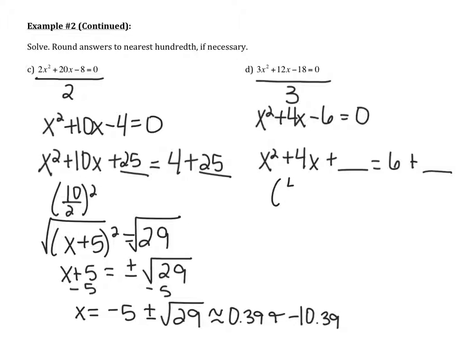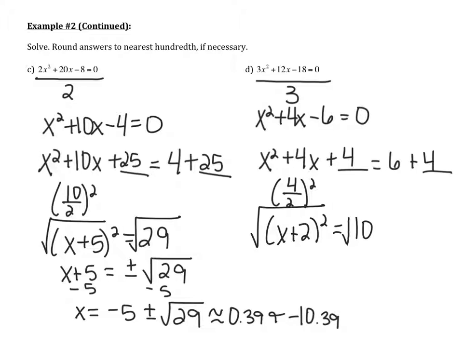I take my b term, which is 4. I'm going to divide by 2, and I'll square it. So 4 divided by 2 is 2. 2 squared is 4. Whatever I add to the left, I have to add to the right. So now let's factor it. x squared plus 4x plus 4 would be x plus 2 squared. And then 6 plus 4 is 10.